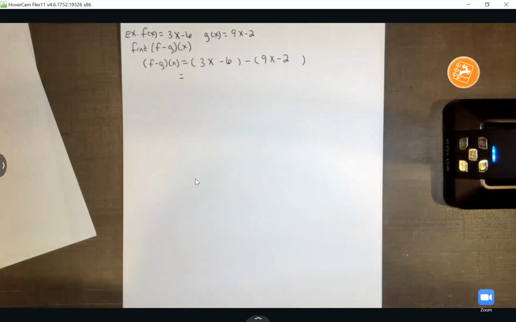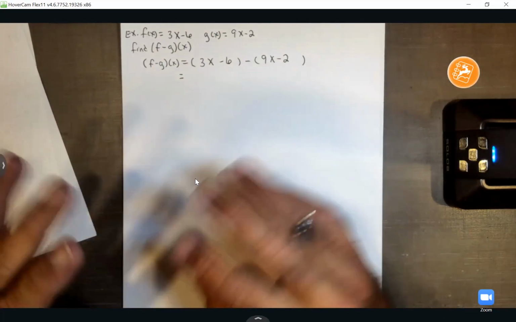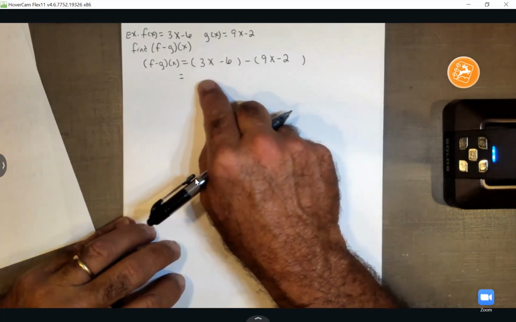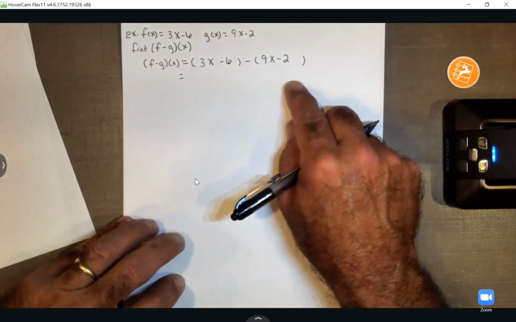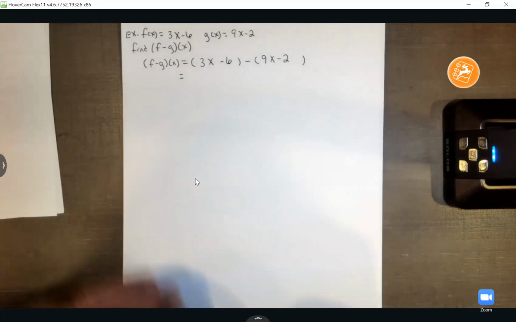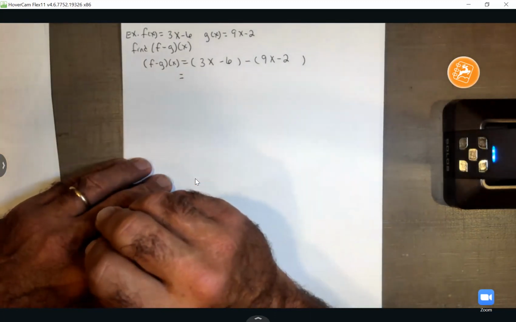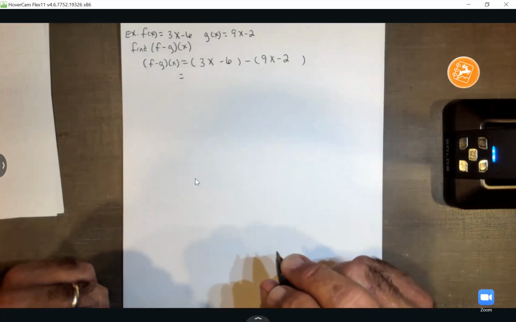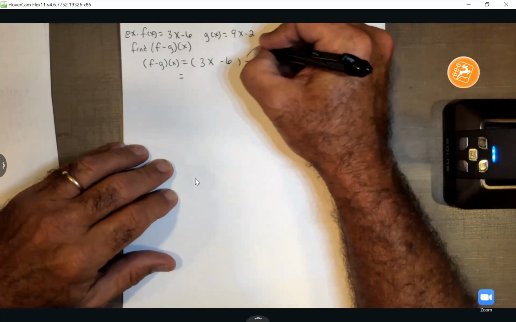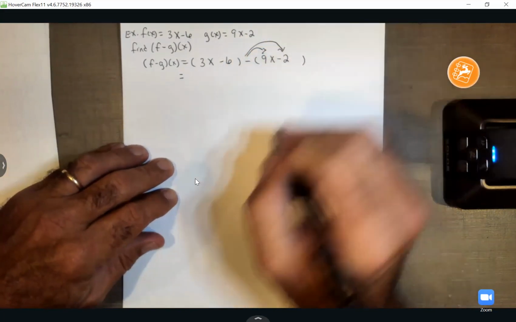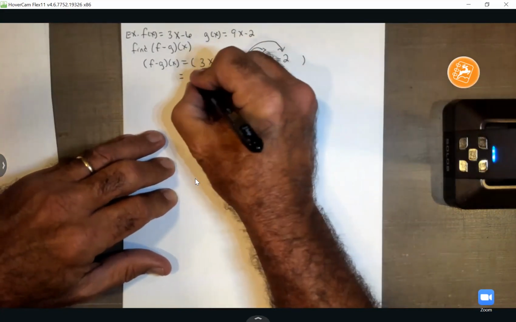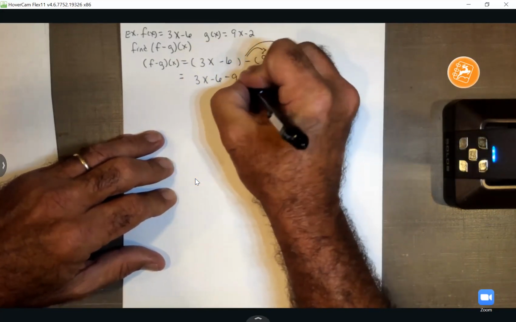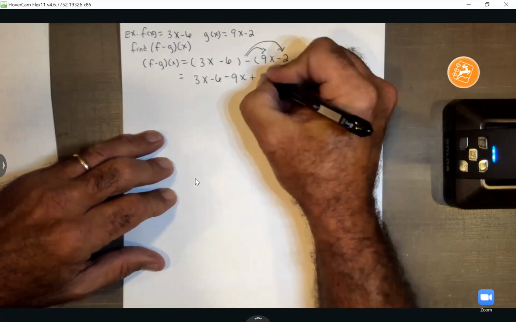So for this problem, this next step is the most important part when you drop parentheses. Do y'all want to guess what I'm about to write down here? It's going to be changing the 9x to a negative 9x and the negative 2 to a positive 2. But all we got to do is what? Distribute that negative. There you go. So the first part's going to say what? 3x minus 6. And then you said a negative 9x and a positive 2.